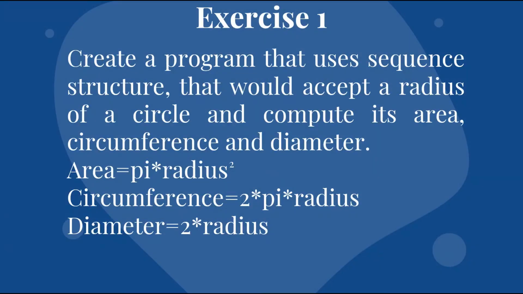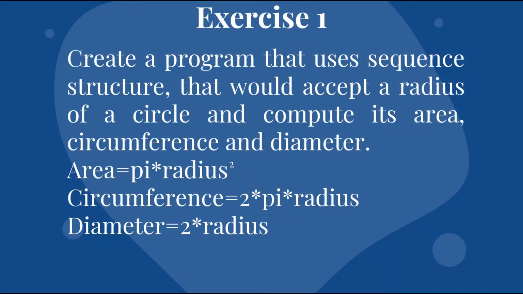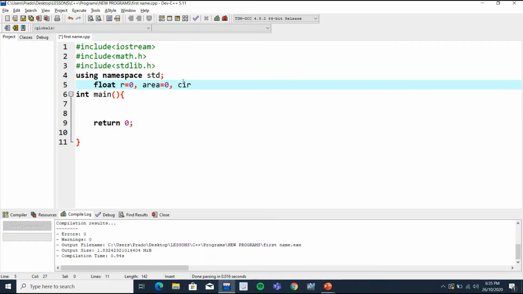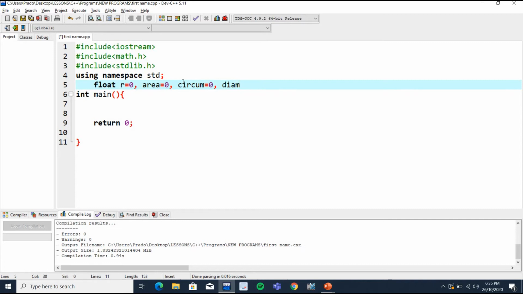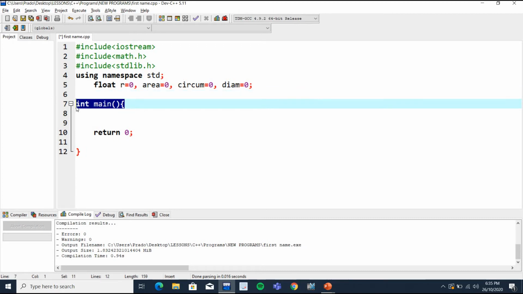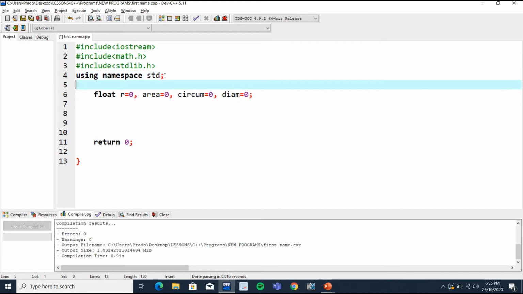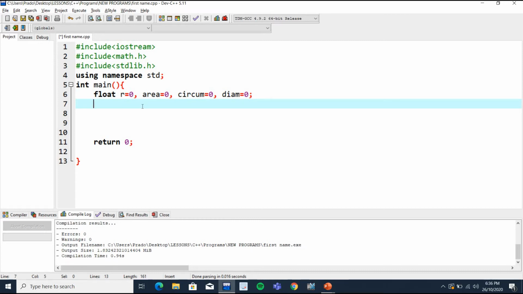So, float r and then area is equals to 0. The same kay r. And then, circumference. So, circum na lang po muna, is equals to 0. And lastly is the diameter. Diam na lang, and then is equals to 0. So, ayan. Yung int main natin, nakalimutan ko pala. So, Control X. Ayan.